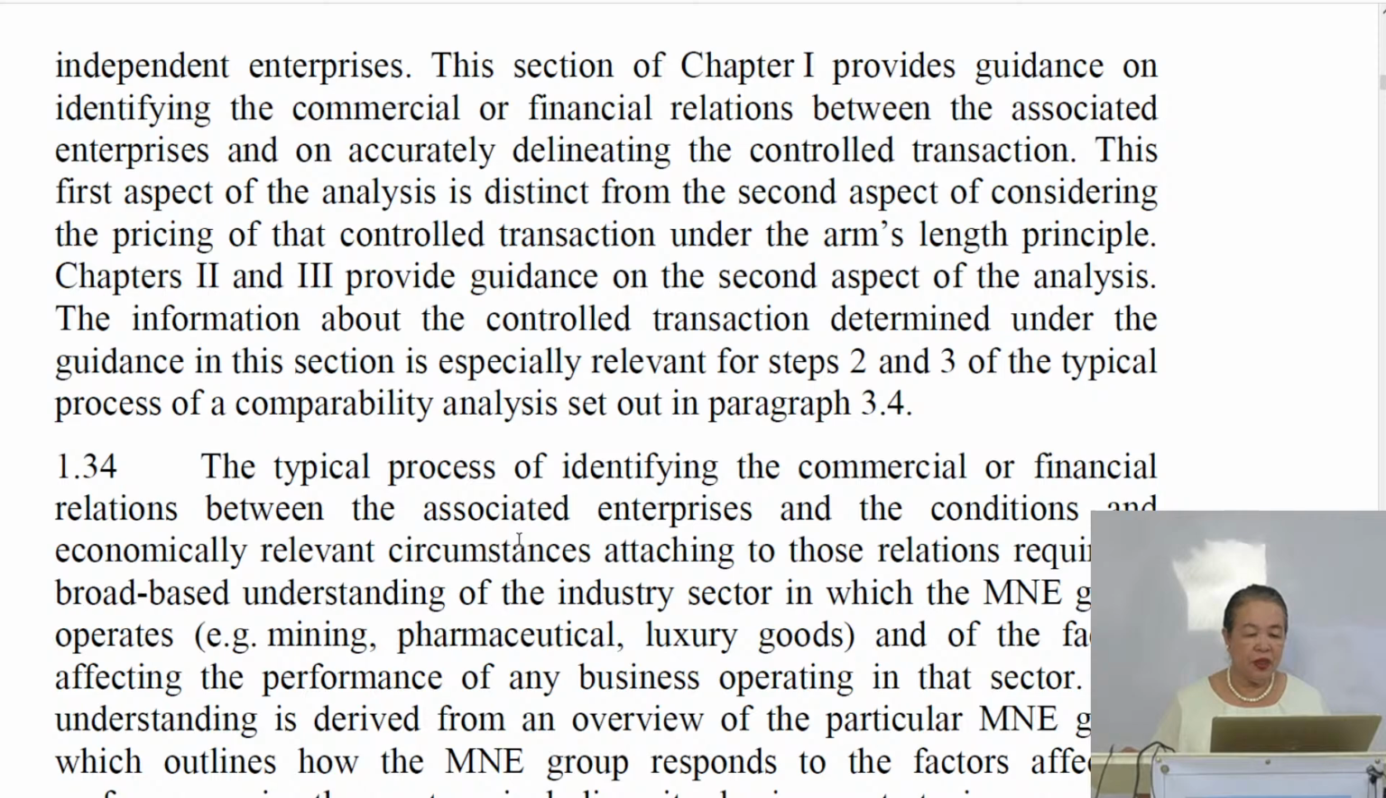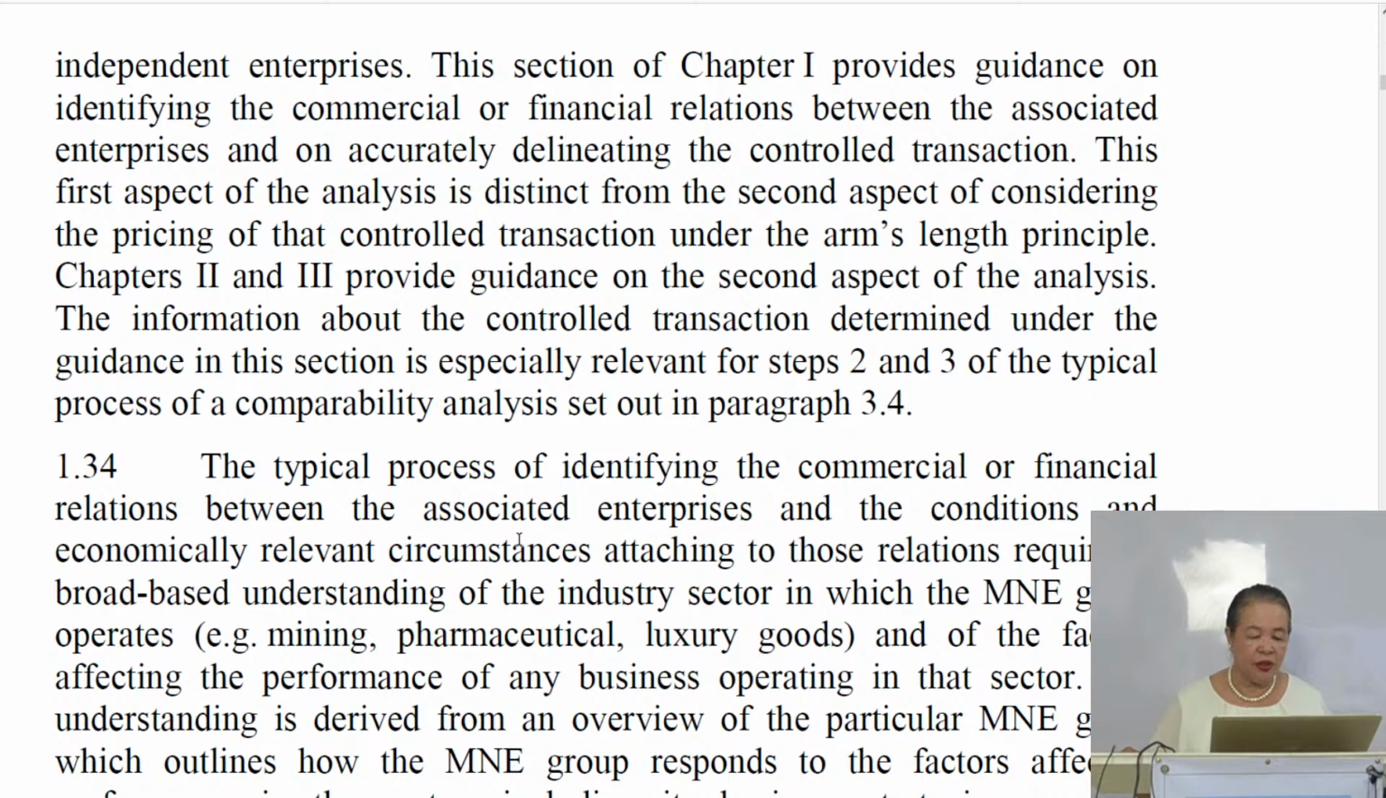So, yung chapter 1 natin provides guidance on identifying commercial and financial relations between associated enterprises. No? And on accurately delineating the controlled transactions. So, this first aspect of the analysis is distinct from the second aspect, no? Considering the pricing of the controlled transaction under the arm's length principle. No? The guidance on the second aspect of the analysis is in chapters 2 and 3, no?